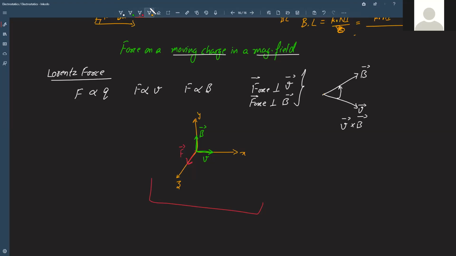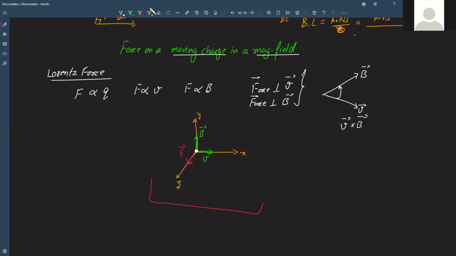If there is a charge here, suppose there is a charge here and the charge is moving in this x-axis direction, and there is a magnetic field which is going upward, then the force will be towards you. Then the charge will be actually pulled towards you, right? So that is what force on moving charge and the direction is. That's how direction is related to this.